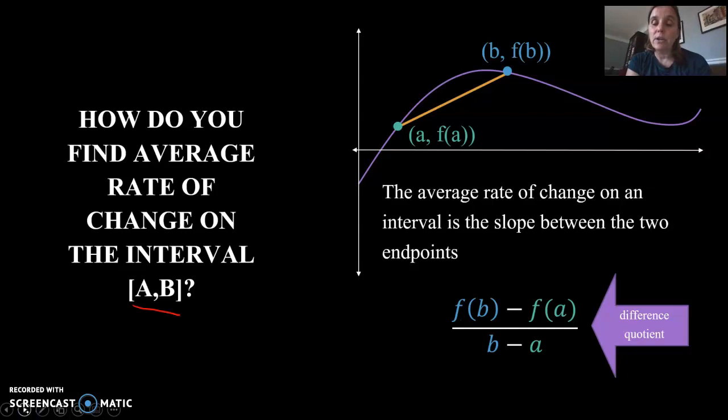The slope formula is also called the difference quotient. You're going to see those words in calculus. That's the difference quotient.